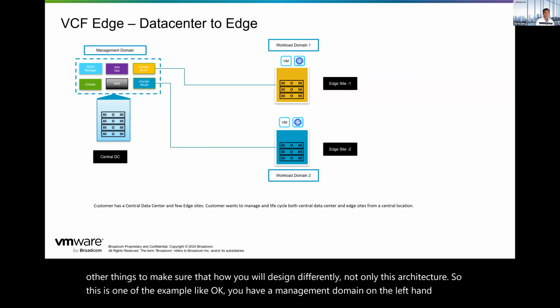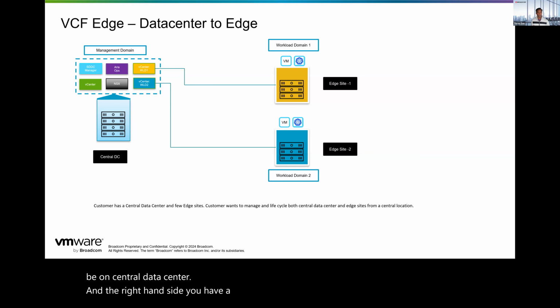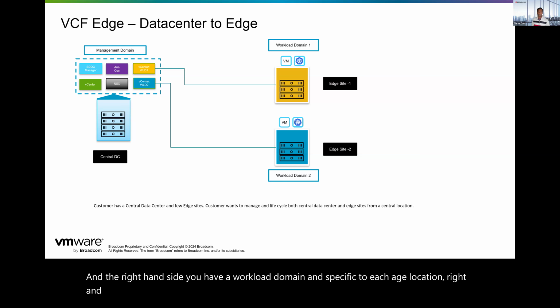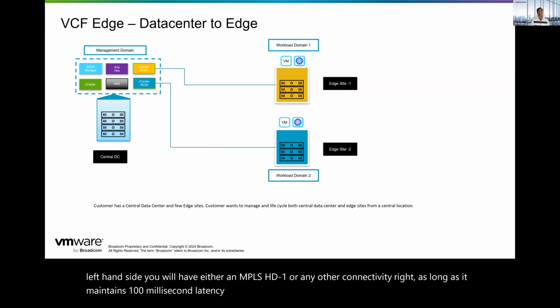that may be in a central data center. And on the right-hand side, you have a workload domain specific to each edge location, right? And each workload domain will have a container or VM, whatever you want to run. And on the left-hand side, you will have either MPLS, SD-WAN, or any other connectivity, right? As long as it maintains 100 millisecond latency and 10 MB bandwidth, it should be fine, right?